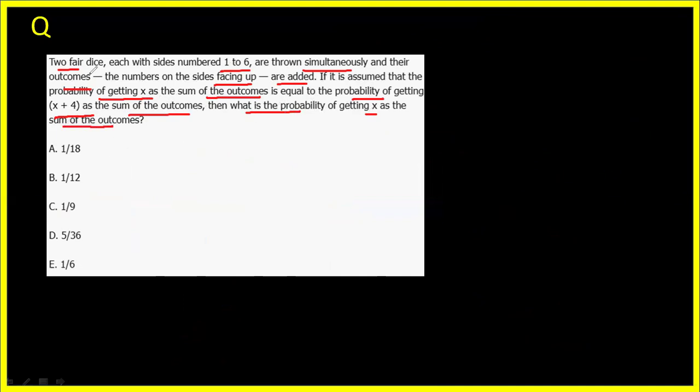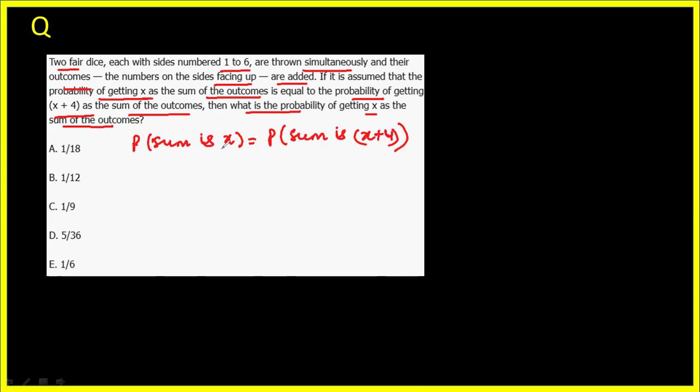Can we understand that if two dice are thrown, the probability that the sum is x is equal to the probability that the sum is x plus 4? So that is the case. The probability of getting a sum as x is equal to the probability that the sum is x plus 4.